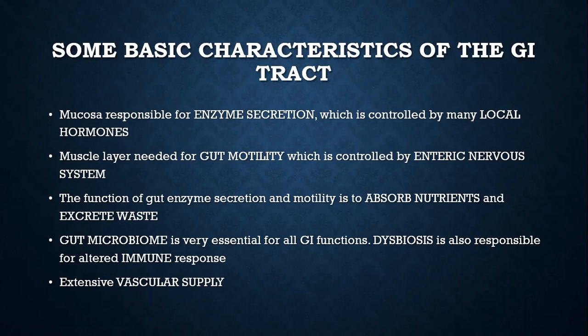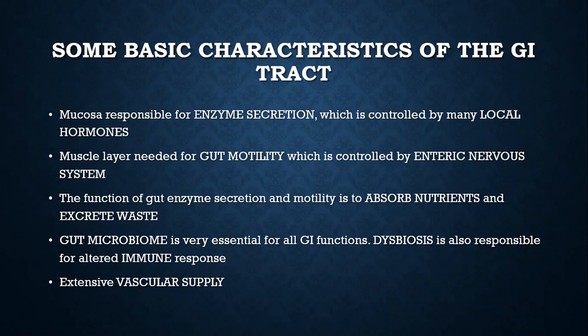So before going to the GI tract as such, there are a few physiological and anatomical points which we should remember before going to the diseases as such. We know very well the GIT is made up of 4 layers: the mucosa, submucosa, the muscle layer, and the serosa. Each has its own function and it correlates to some diseases also.